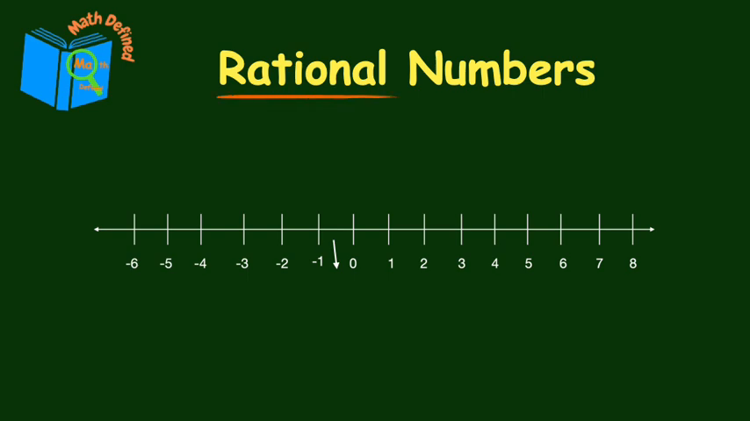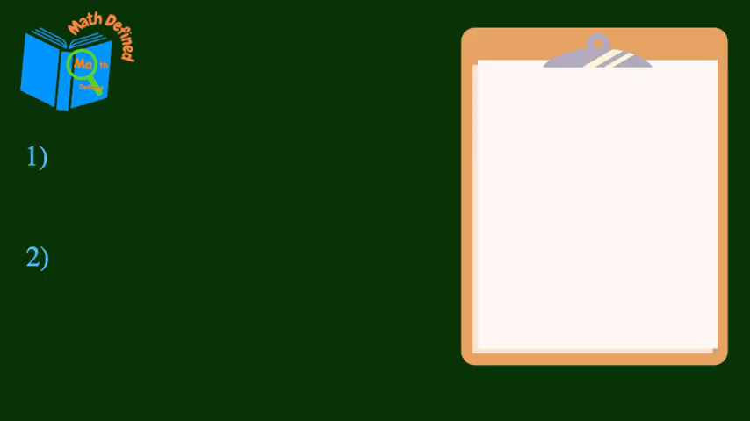Rational numbers include integers like -6 and +3, decimals that can be expressed as a ratio of two integers like -0.75, and fractions or mixed numbers like +5.5. Now let's focus on adding rational numbers using integer rules.